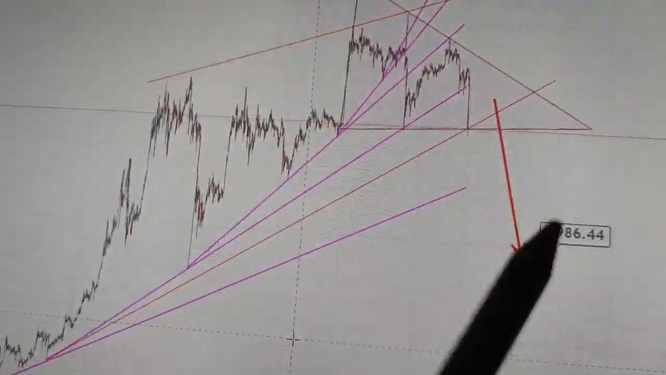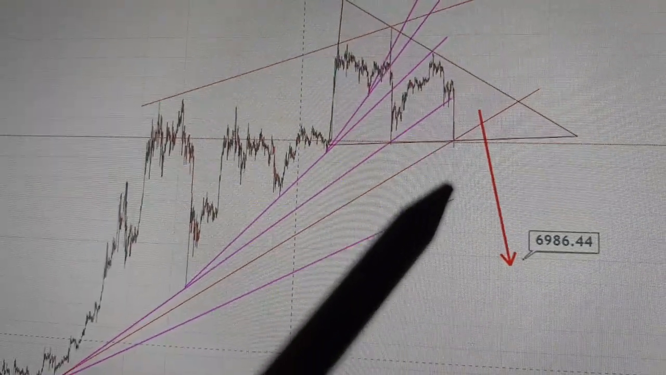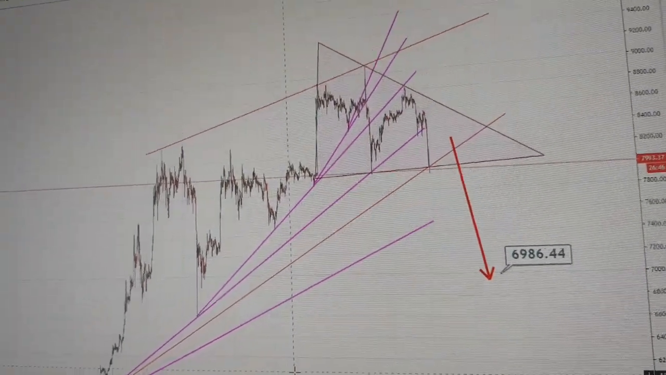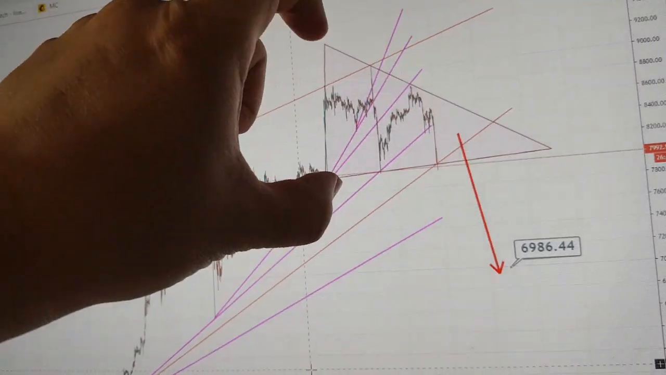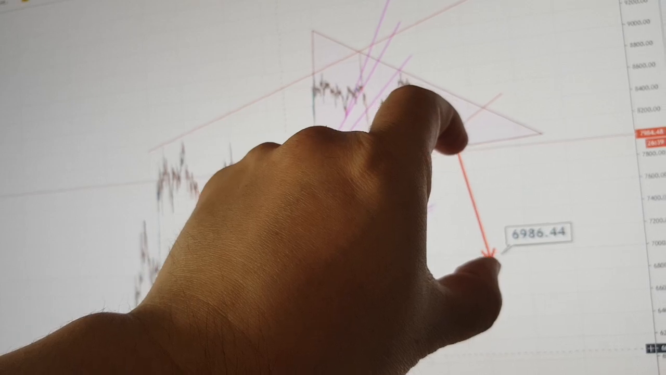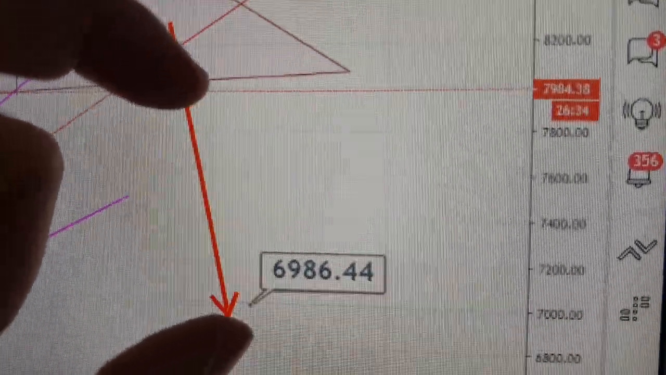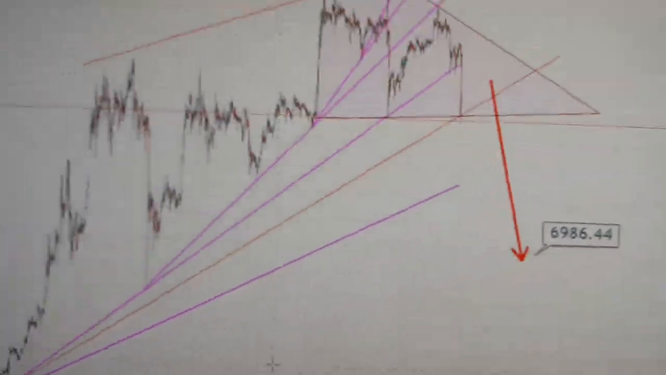Now, why don't we think we're going to bounce from here and go straight back up? Because of two things. The height: you take this height and you add it to the bottom, and that's our target. You take that height and it takes us to 6986. 6986 is our target.